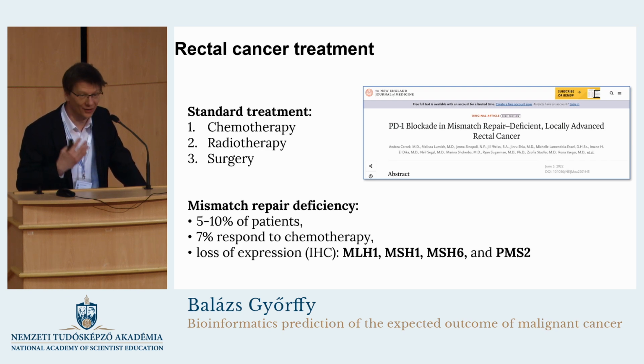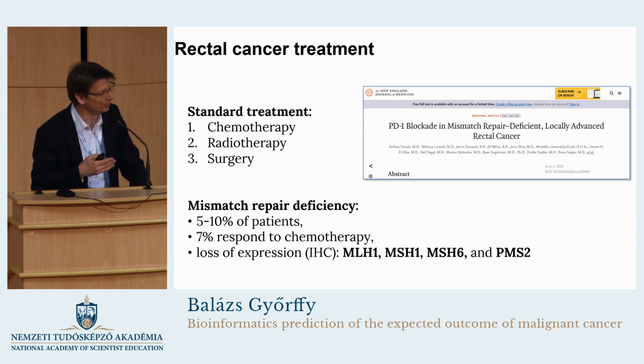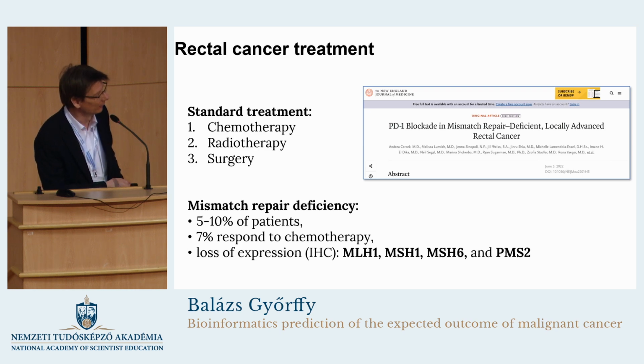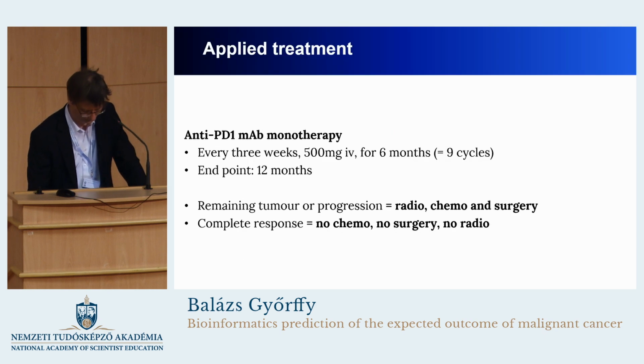So the idea for the authors was, okay, let's try to give an immune checkpoint inhibitor treatment for these patients. And for this, they selected the patients. They looked for the mismatch repair deficiency by checking the presence of 4 genes by IHC. And then they gave the treatment.